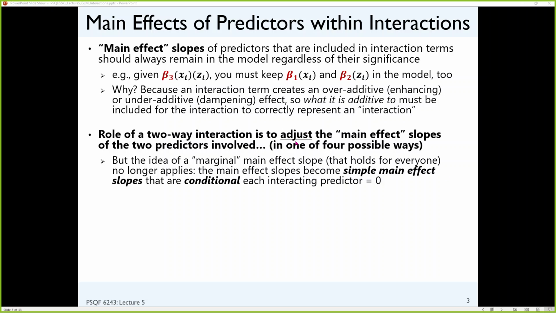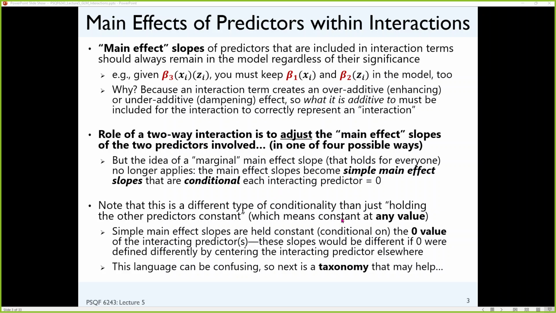So the connection is that we're going to talk about the interaction term not as what it does to y. We're going to talk about it as how it affects the slopes. And then the slopes affect y. So there's like a downhill progression here. The idea of a main effect slope no longer applies in these models. We have to talk about what happens to the slope as a function of where the interacting predictor is at 0. So this is a different kind of conditionality. So I built a taxonomy about this.